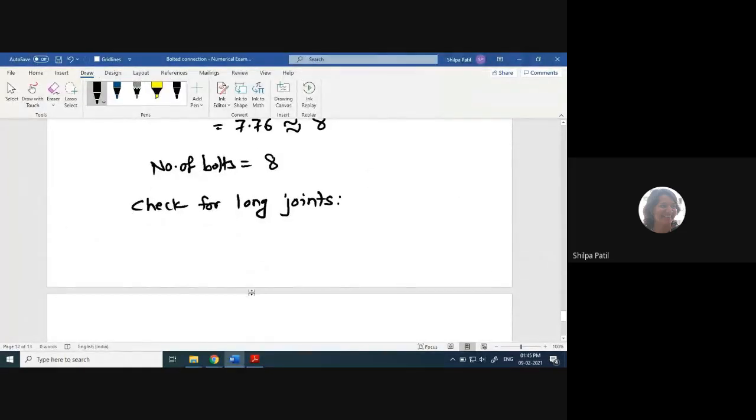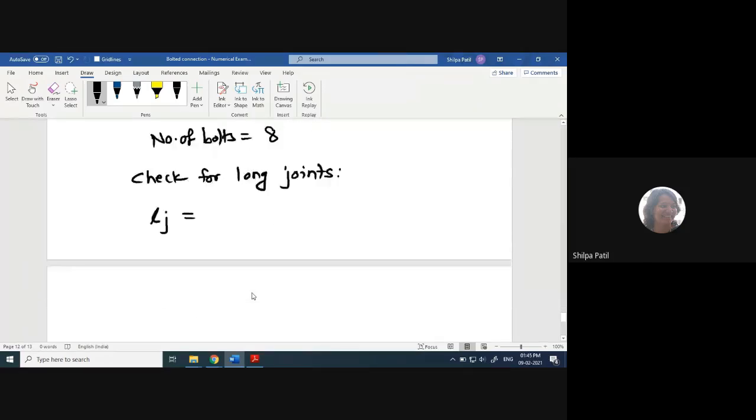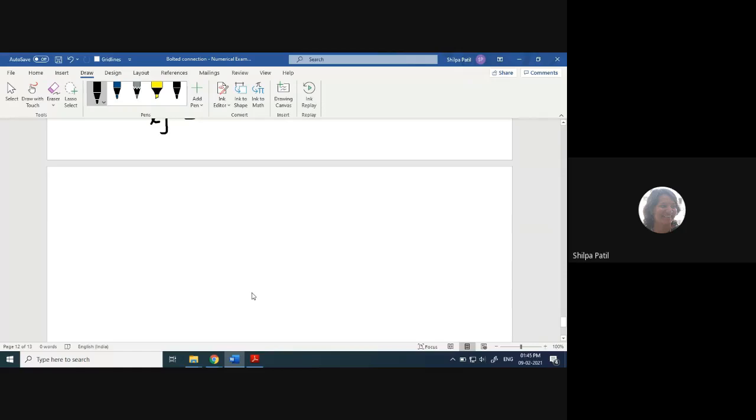How to find out the length of the joint, Lj? We have to calculate Lj, so I will quickly draw a diagram here. This was our gusset plate, and this is the angle section, and this is the bolt, a simple single bolt which we can observe in a section. So this is a cross-sectional, or cut section, diagram.